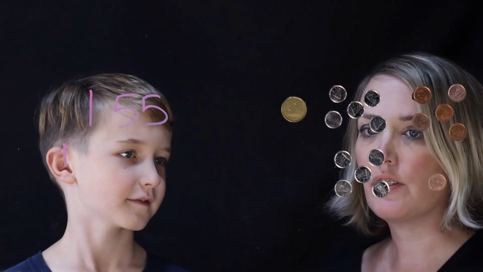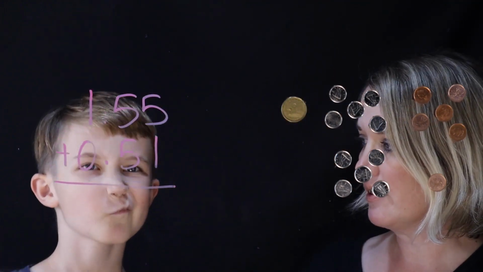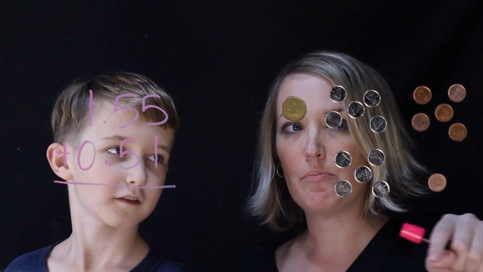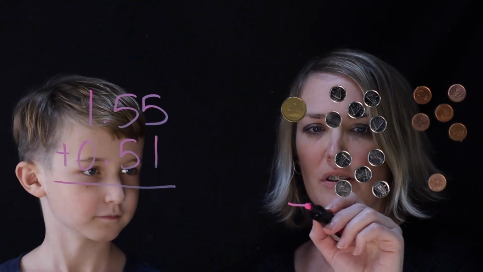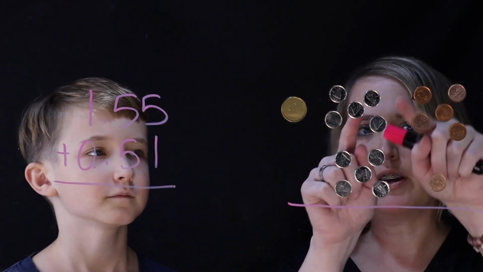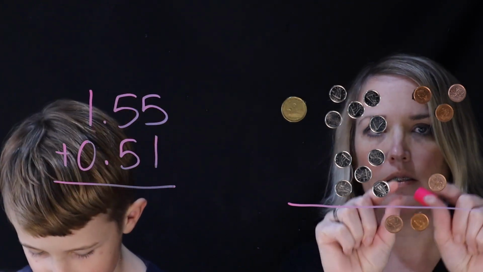51 cents. Okay, so I'm going to write it like this. 51 cents. Okay. So, how are we going to do this, Lou? Regrouping. Okay, so let's start off with the pennies. So we'll add the pennies together. I'm going to put a line here so that it looks more like that one. Yeah. So it's 5 plus 1. So 5 pennies plus 1 penny. It gives us how much? 5 pennies plus 1 is 6 pennies.